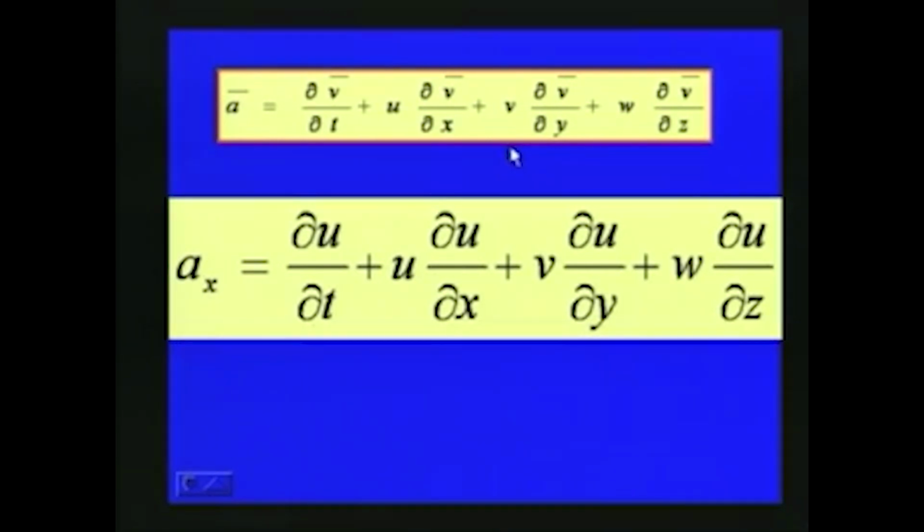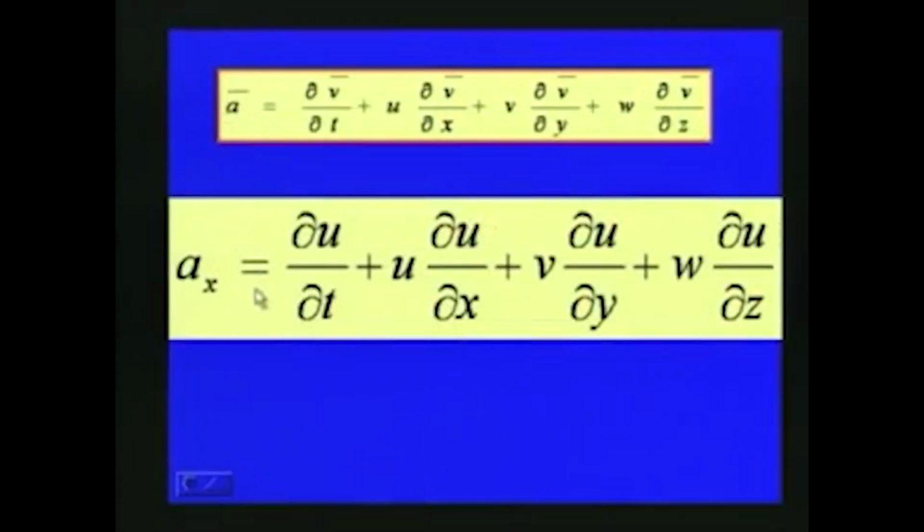So, acceleration, since it varies with respect to space and time, has direction and magnitude. So, we can represent acceleration in terms of the x direction, y direction and z direction. With respect to this general description of the acceleration, we can write a x is equal to del u by del t plus u into del u by del x plus v into del u by del y plus w into del u by del z. So, this expression is obtained directly from this general expression for acceleration.